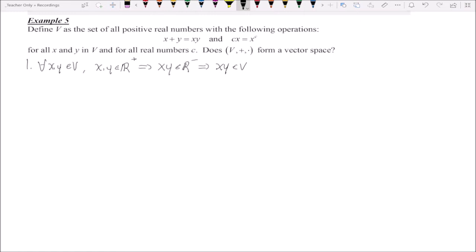Right? So xy is obviously a real number, and since they're both positive, it's going to be positive. x times y was defined as x plus y in V, right?